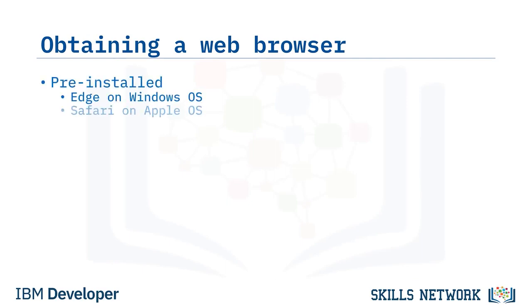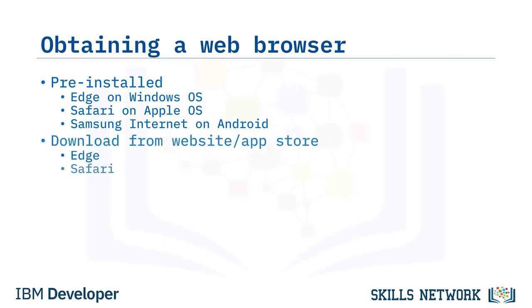Well, there are really 2 options. It will either be provided as a part of an operating system, as is the case with Microsoft Edge on the Windows operating system, Safari on Apple devices, and Samsung Internet on Android devices. Alternatively, and in addition, you can download a web browser from a vendor's website or app store, but of course, for that you will first need a web browser to initially browse to the site or store.